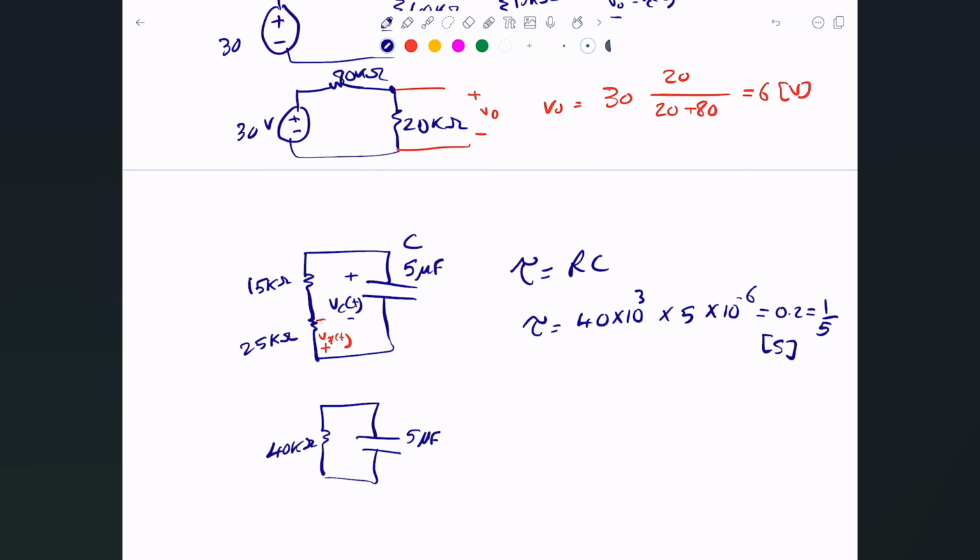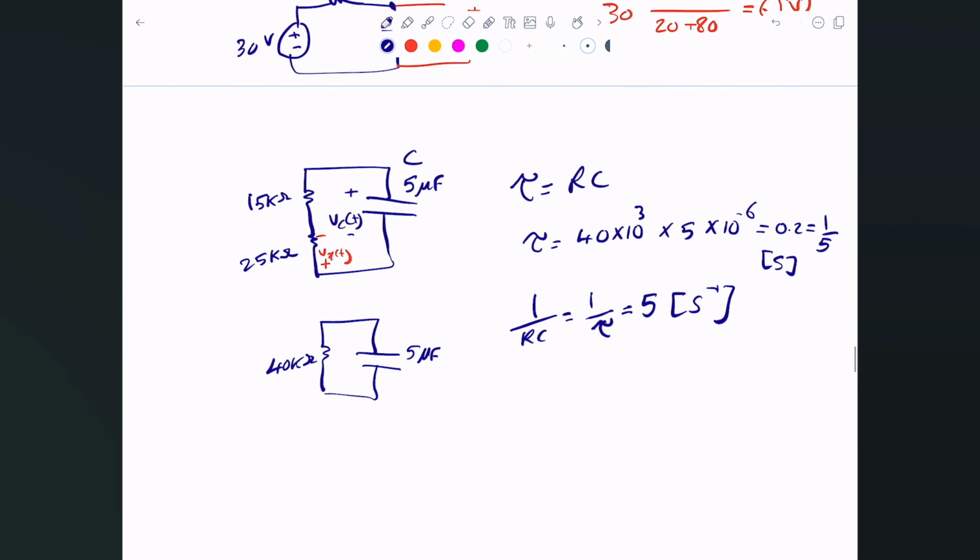Because we're going to be using 1 divided by RC, which equals 1 divided by tau, I usually just go ahead and compute it, which is simply 5. That's what we will have, or 5 second to the minus 1. That's the unit because it's the reciprocal of tau. All right, I think now we have everything we need.